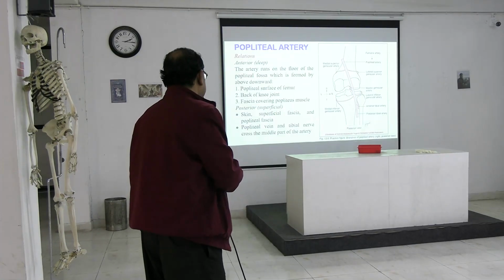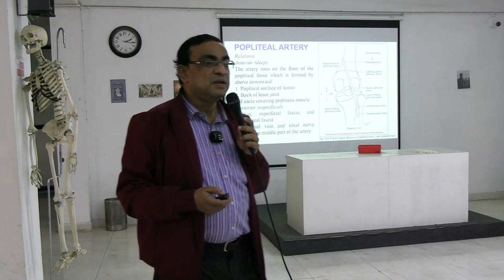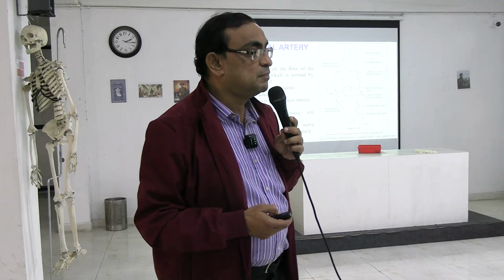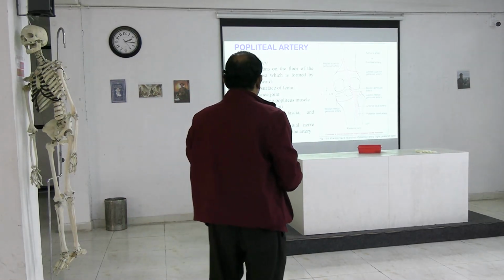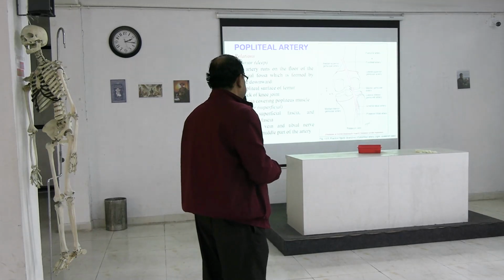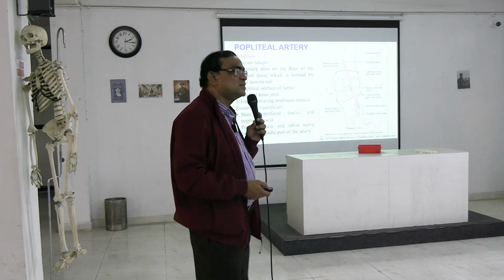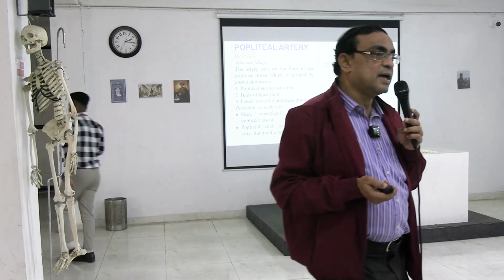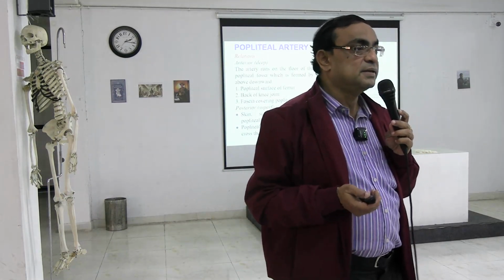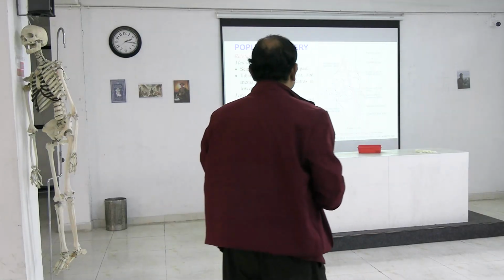So this is the popliteal artery which has got medial genicular, lateral genicular branches: upper medial genicular, lower medial genicular, upper lateral genicular, lower lateral genicular, and middle genicular. These are the branches which form an arterial anastomosis around the knee. Okay, we will learn gradually.